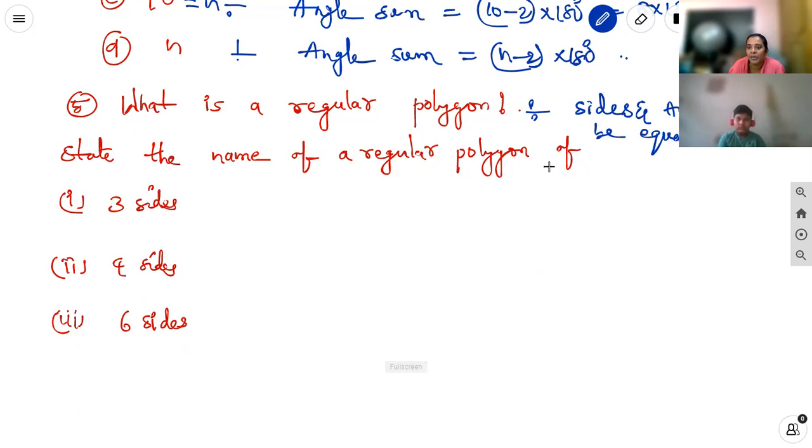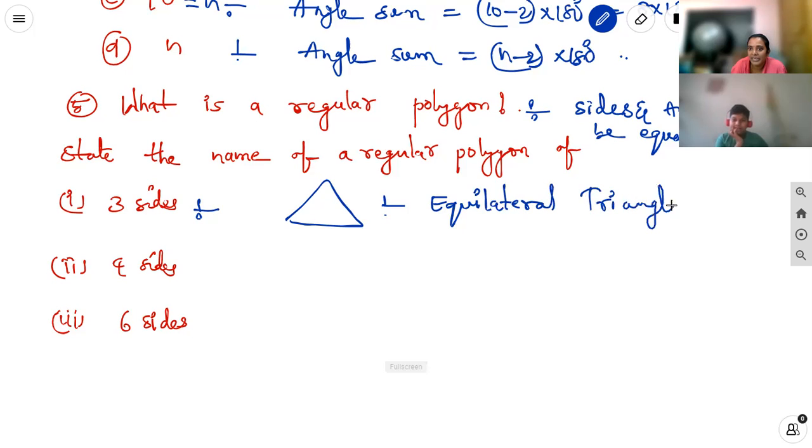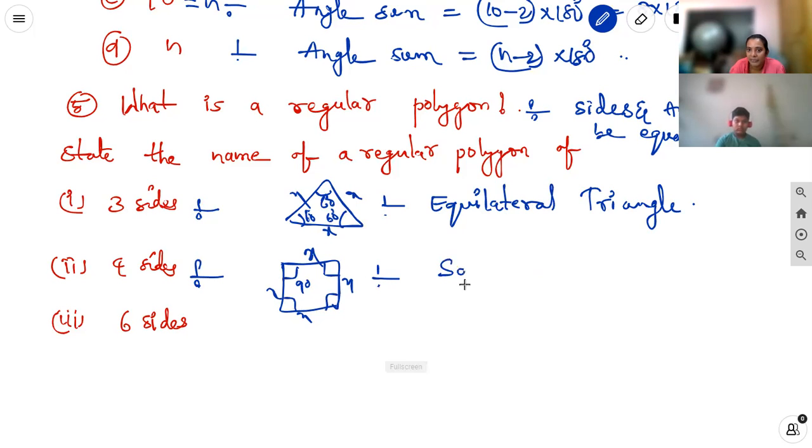State the name of a regular polygon. Three sides means the triangle only has three sides. If the three sides are equal, that is nothing but an equilateral triangle. An example is the equilateral triangle having equal sides and equal angles of 60 degrees, 60, 60, and the sides should be equal x, x, x. Four sides, we know that a square has equal sides and all angles should be 90 degrees, 90, 90, 90. So it's a square.